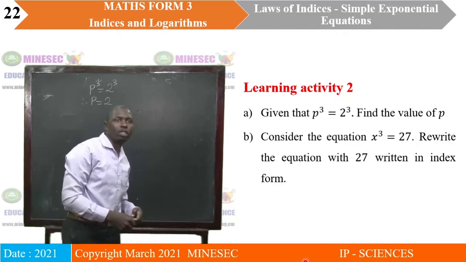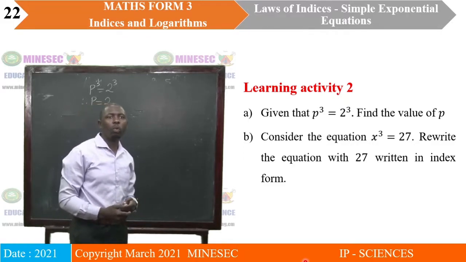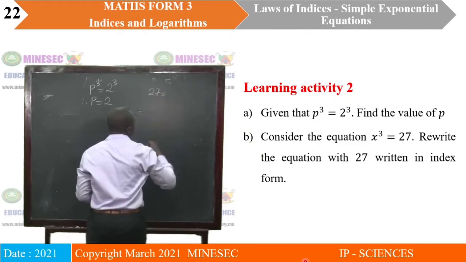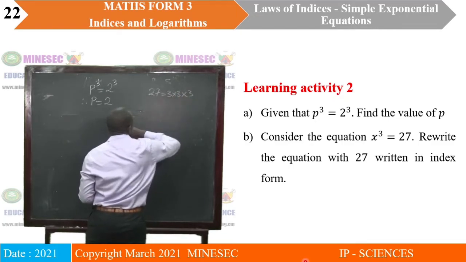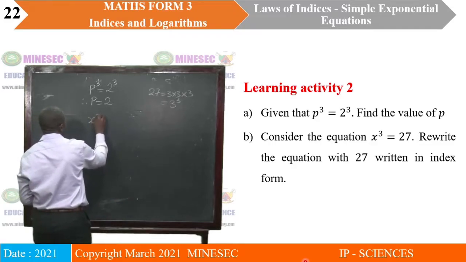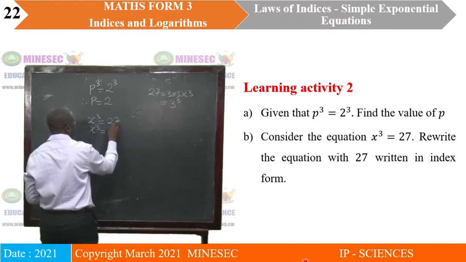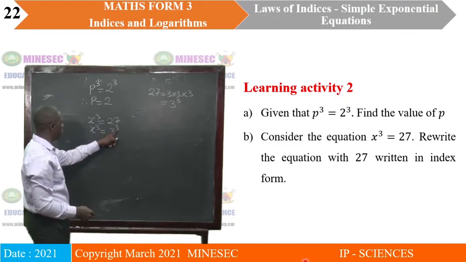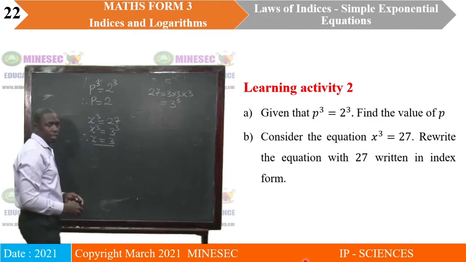So in the next step, you have to consider the equation x raised to the power 3 equals 27. Rewrite the equation with 27 written in index form. We can write 27 using the number 3 in index form, which would be 3 times 3, which is 9, and 9 times 3 will give us 27. So right there we have 3 raised to the power 3. So the expression x raised to the power 3 equals 27 could be rewritten as x raised to the power 3 equal to 3 raised to the power 3, since we've seen that 27 can be written as 3 raised to the power 3. And if that be the case, we'll have powers that are equal, and if powers are equal, automatically the bases will be equal. Therefore, x will be equal to 3 as indicated.